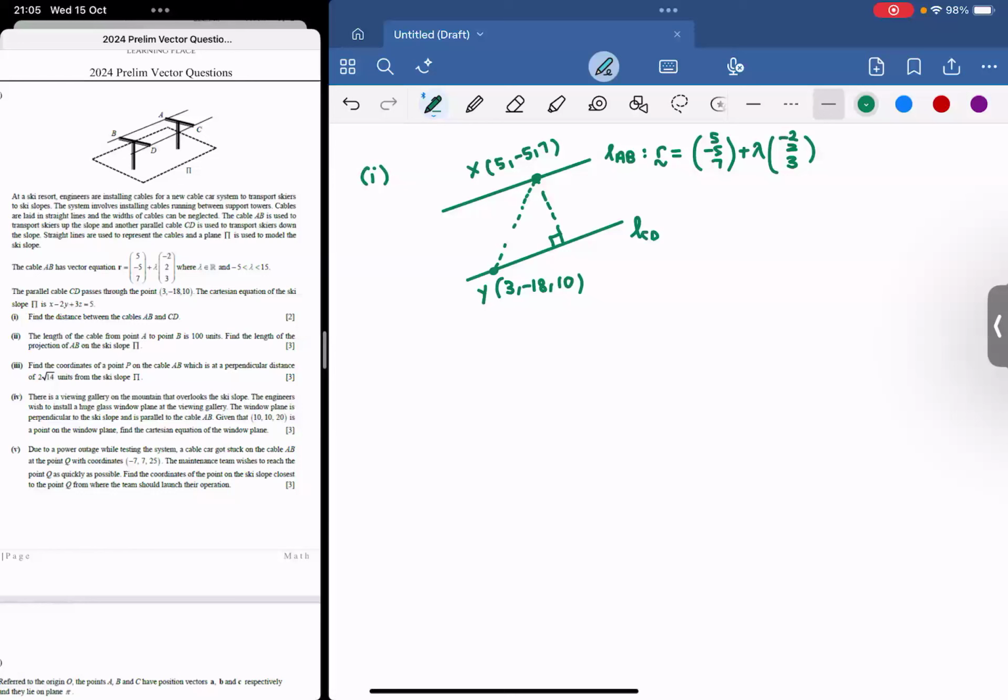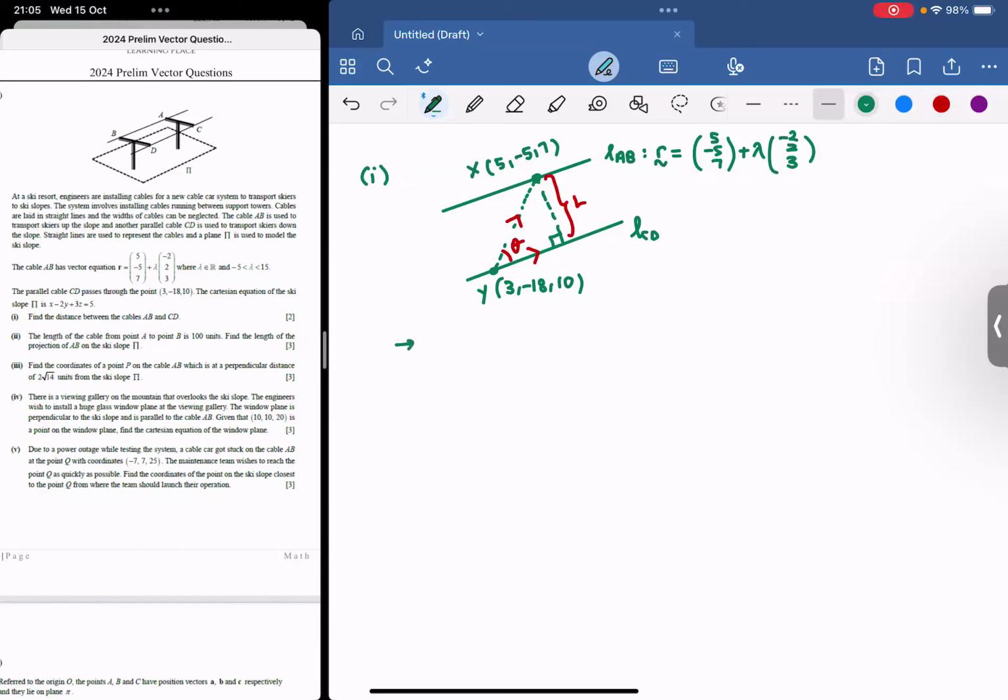So from here, which are the two direction vectors that you can find? You can find the direction vector of XY. You will know the direction vector of line CD. What's the direction vector of line CD? Line CD is parallel to AB, so it has the same direction vector as AB. So if you have these two direction vectors, this is the theta that you have, and they want you to find this length. So you use your SOH CAH TOA.